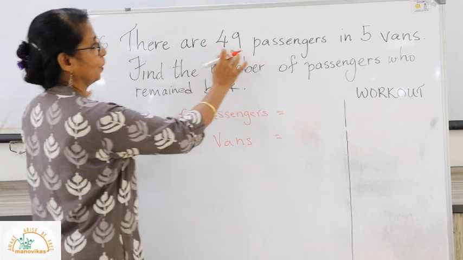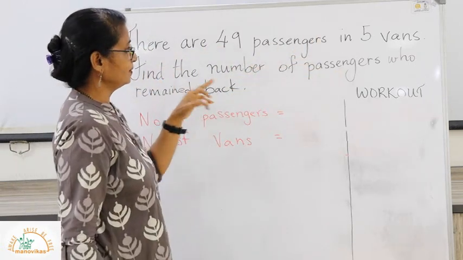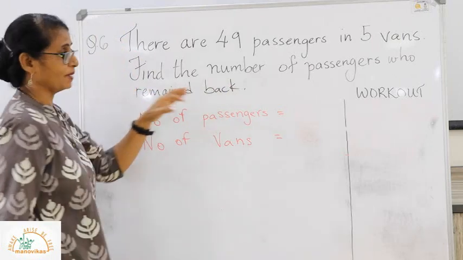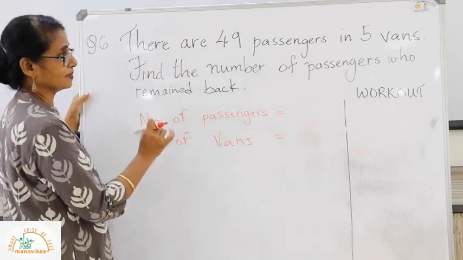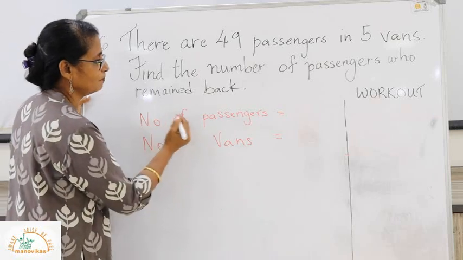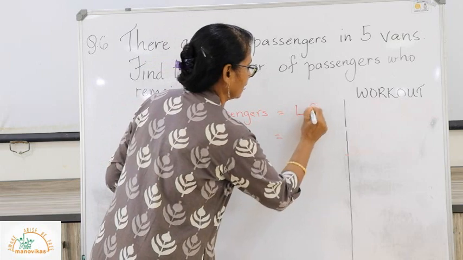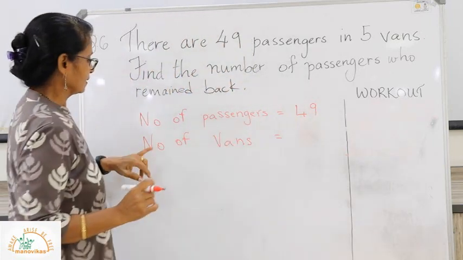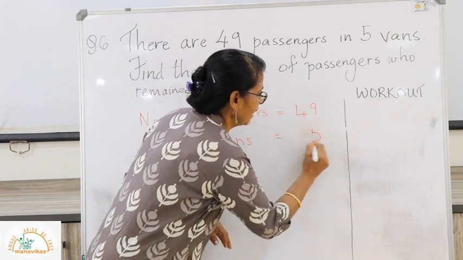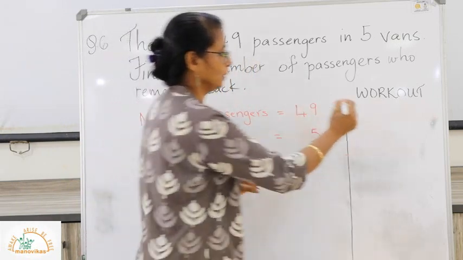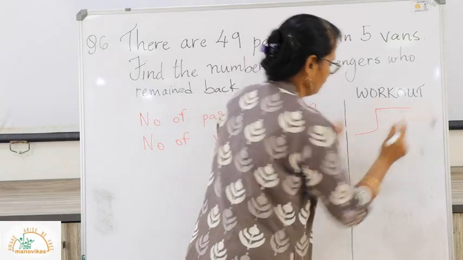There are 49 passengers in 5 vans. Find the number of passengers who remained back. Here we have to find the number of passengers that remain. So number of passengers are 49. Our first statement. Second, number of vans. They are 5. So now we use the division sign in our rough column.